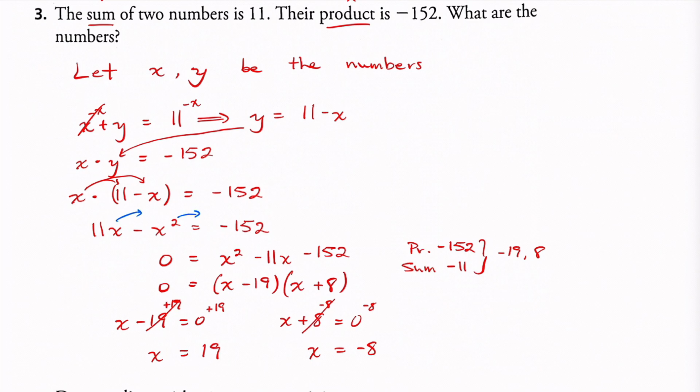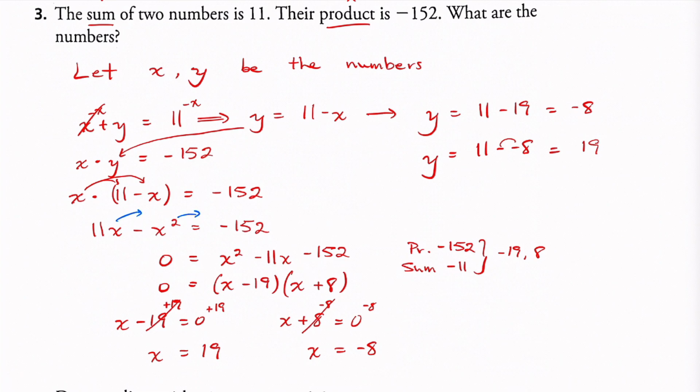Okay, and then what I have to do is take those values that I just got and plug them back in to what we had for y. So this y is going to be either 11 minus 19, or it could be 11 minus negative 8. Those are just coming from my two answers I got down here. So in the first one, 11 minus 19 gives me negative 8. And in the bottom one, these two negatives make a plus, so we get 19.